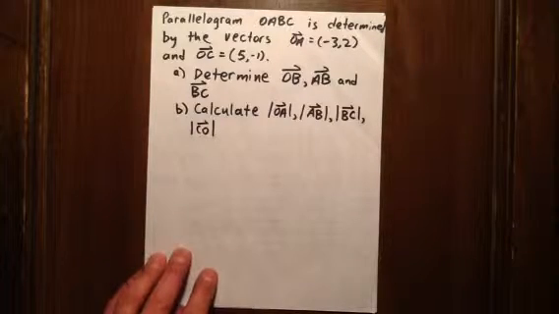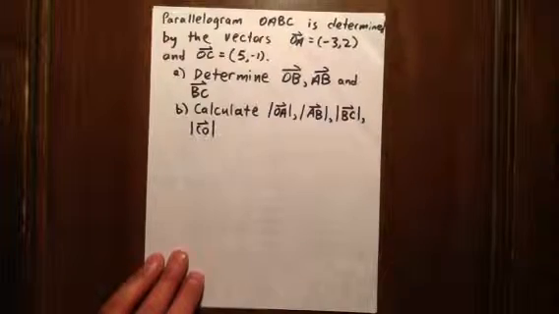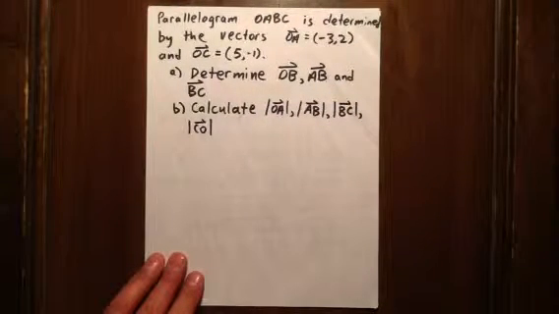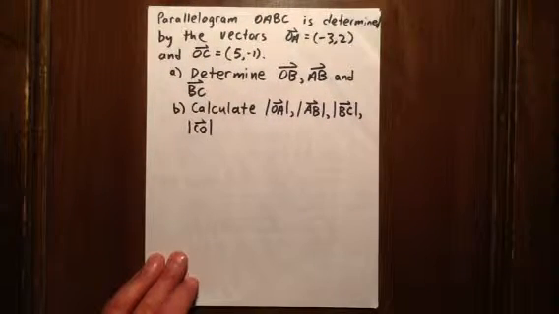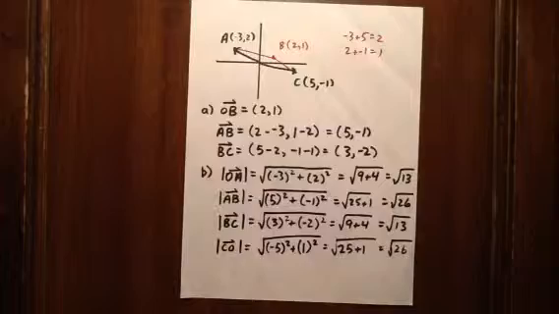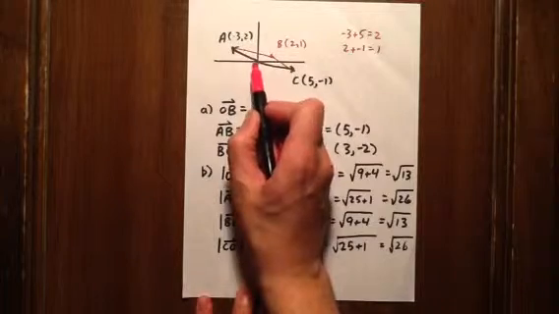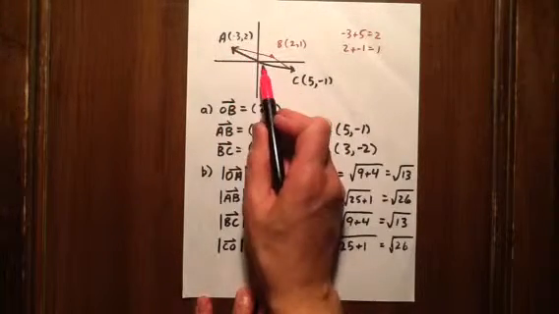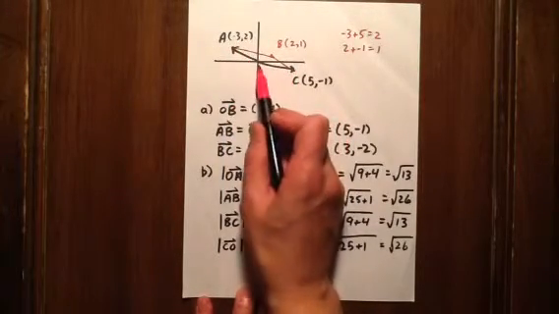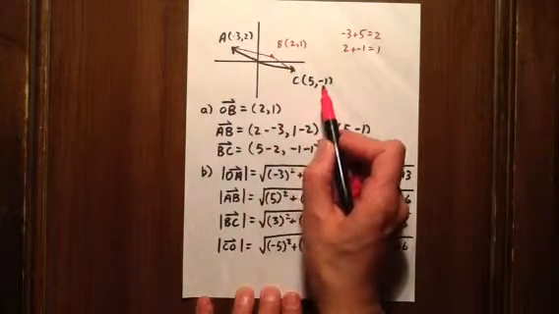In this question, we see that a parallelogram is determined by certain vectors, and we want to determine the other vectors in the parallelogram and also to calculate the magnitudes of those vectors. So the vectors that determine the parallelogram itself are OA, negative 3, 2, and OC, 5, negative 1.